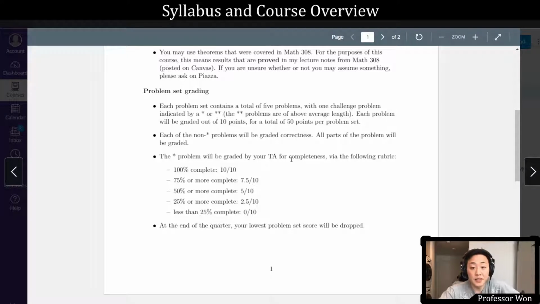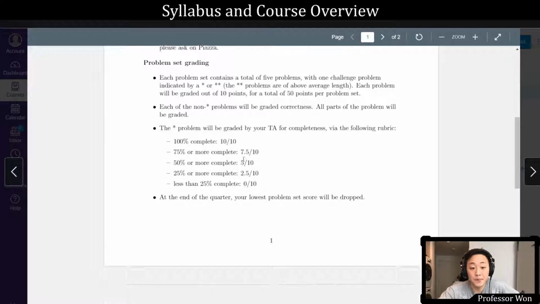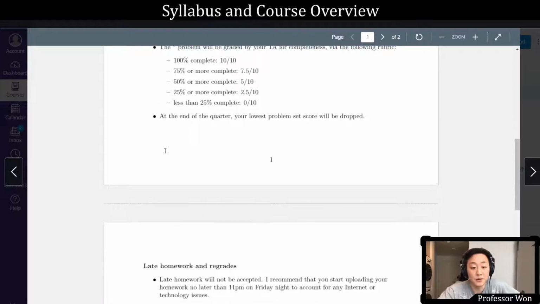Your TA will grade the star problem for completeness, where completeness means that you've really given an honest attempt to every part of the problem. Completeness doesn't just mean you wrote something down for that part of the problem. It needs to be a legitimate attempt at a solution. It can have an error in it, but it needs to be an honest attempt. And so the star problem will be graded by your TA. That's for a total of 50 points. As I said, at the end of the quarter, your lowest problem set score is dropped.